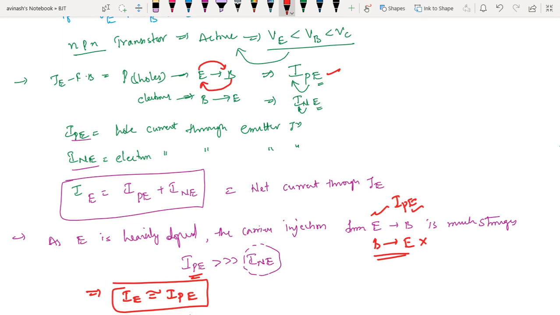So the total current through the emitter junction is the summation of the electron current and the hole current through the emitter junction. Since the electron part is very light compared to the hole current, which is much stronger, we are taking only the hole current through the emitter junction. Therefore, the net emitter current is only the hole current through the emitter junction. Hope that point is clear. If you want, you can see it in the diagram also.